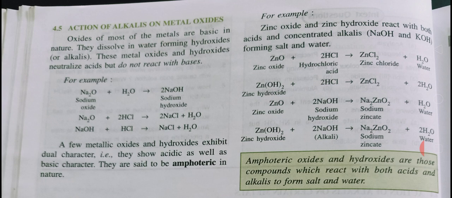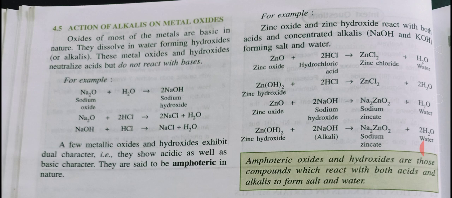But a few metallic oxides and hydroxides exhibit dual character, that is they show acidic as well as basic nature, and they are said to be amphoteric. Then these three metals, zinc, lead and aluminum, children, they show this amphoteric behavior. For example, zinc oxide and zinc hydroxide react both with acids and concentrated alkalis, forming salt and water.